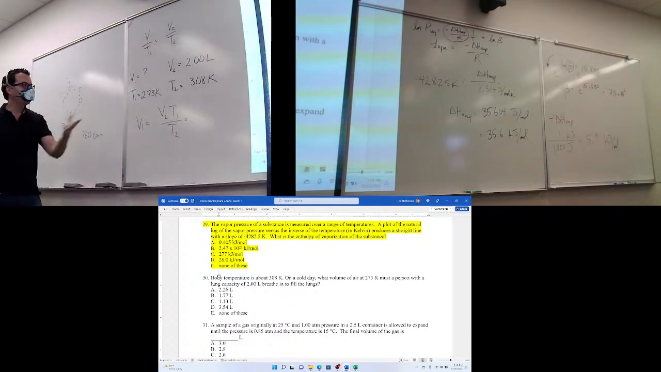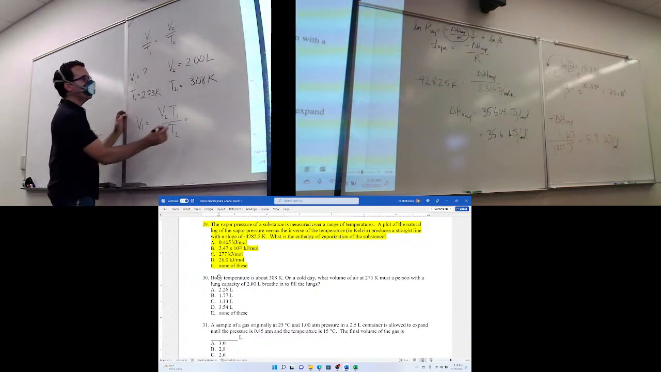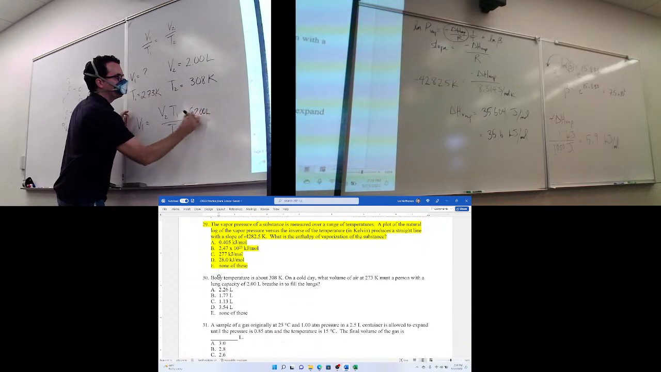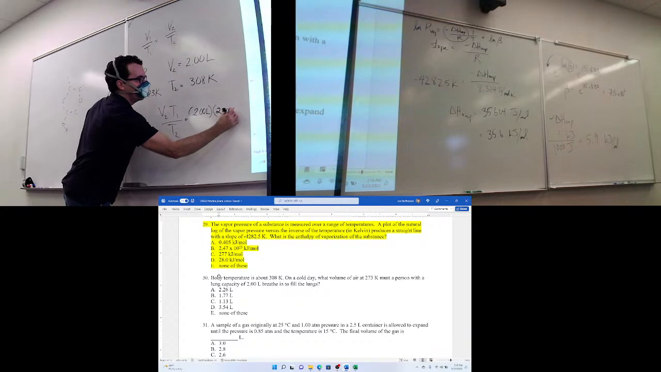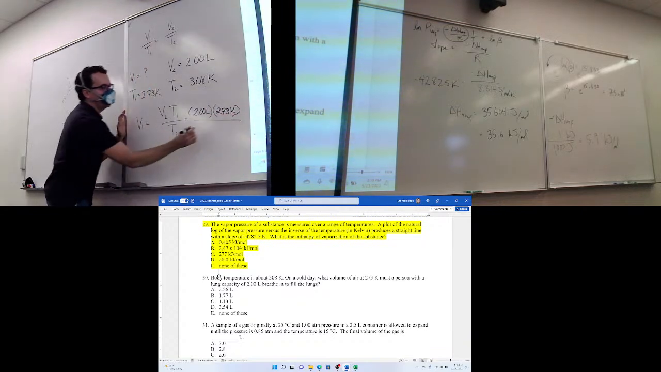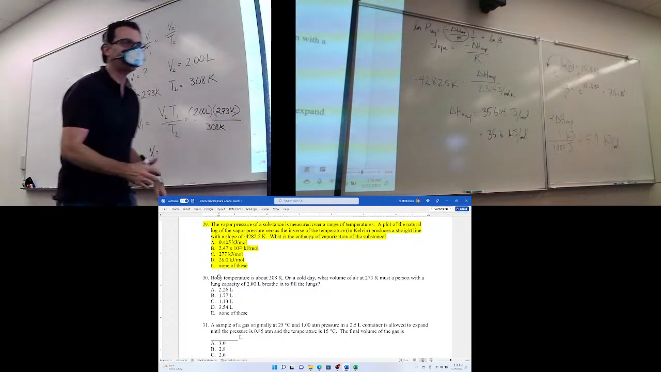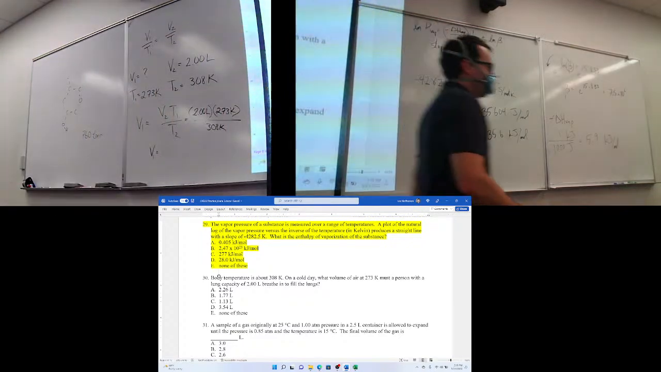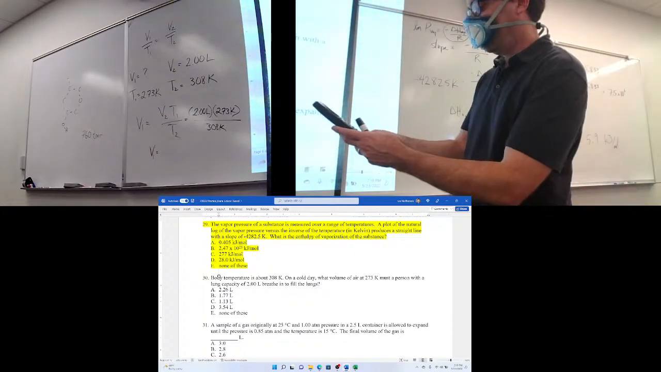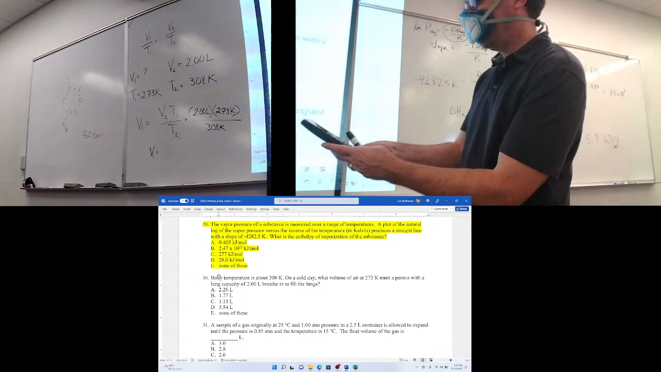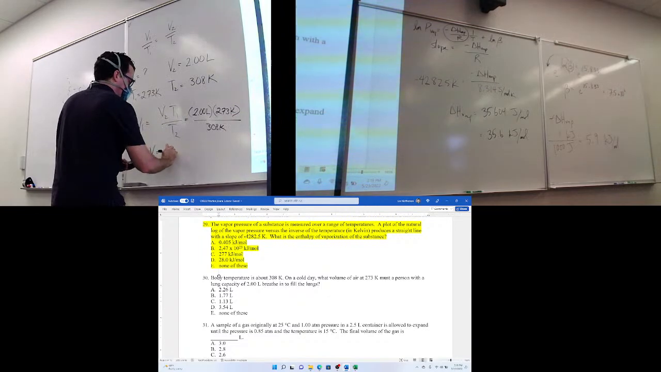My units are good, L. The temperature's in Kelvin already. Make sure you convert any Celsius to Kelvin immediately. So 2 liters times T1, 273, over 308 Kelvin gives you V1. 2 times 273 divided by 308 is 1.77 liters.